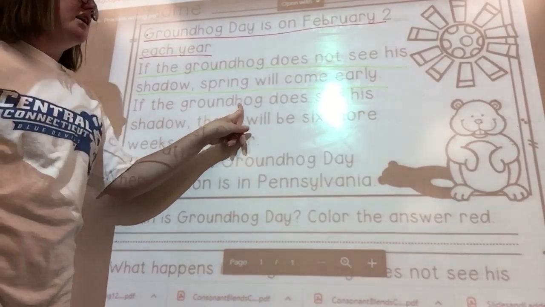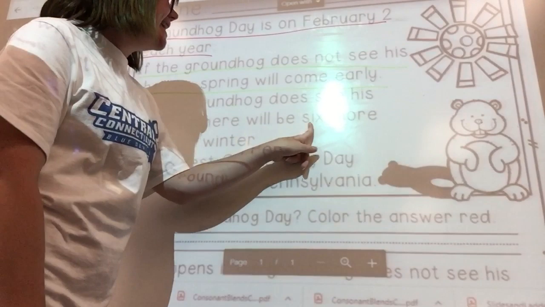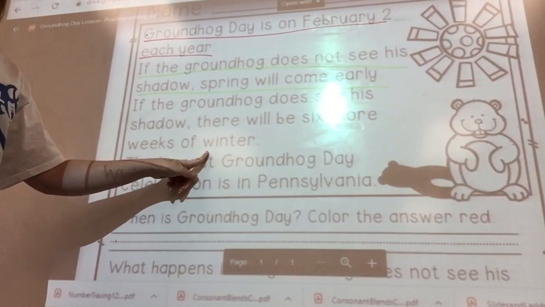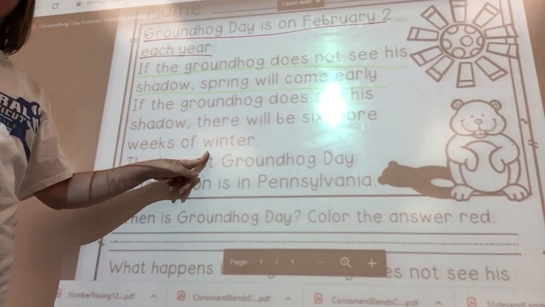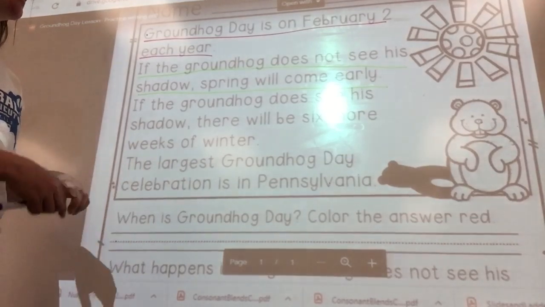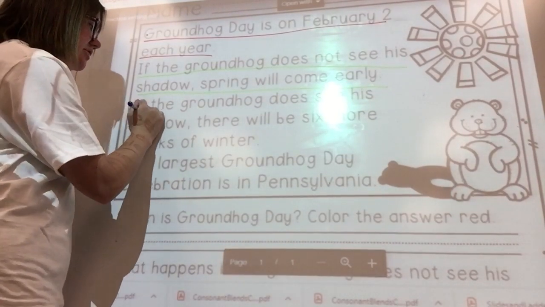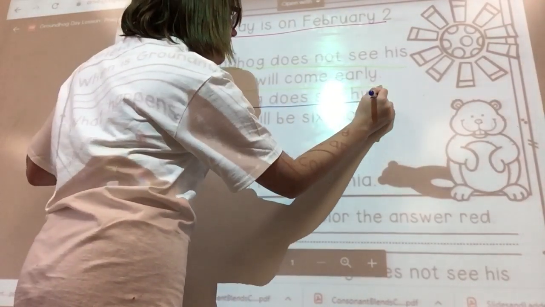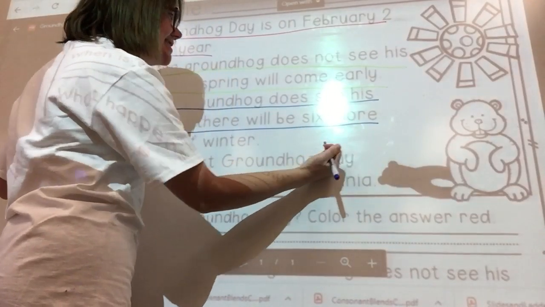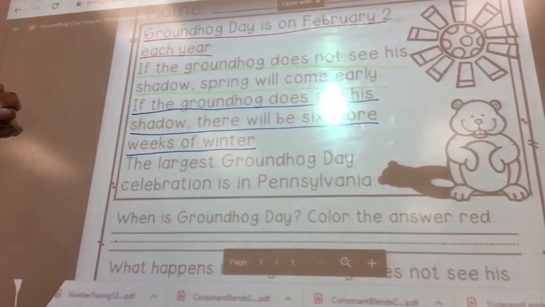If the groundhog does see his shadow, there will be 6 more weeks of winter. Does that sentence answer a question? It does, you're right. So I'm going to take my blue marker and I'm going to underline that sentence right here, because that answers the question, what happens if the groundhog does see his shadow?